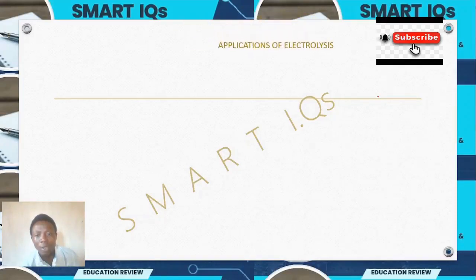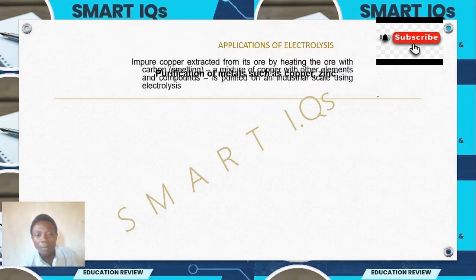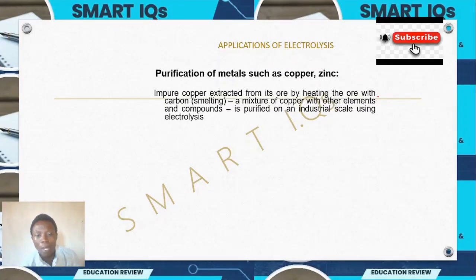Are we okay? So, application of electrolysis. Good. We talk about purification of metals such as copper. In the electrolytic process, metals such as copper and zinc are purified, and this means that impure copper, as it is extracted from its ores, becomes purified by carbon smelting. Are we together?